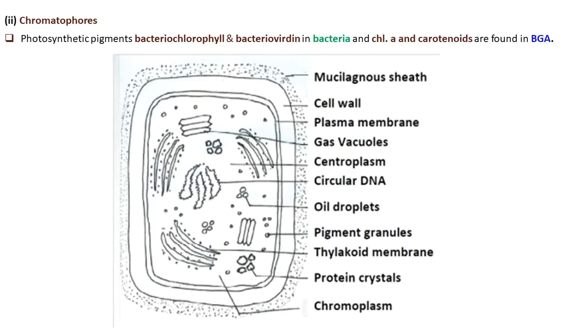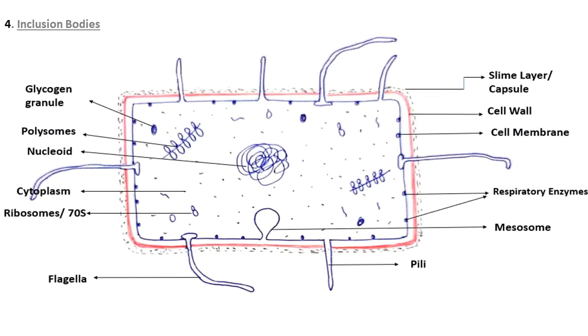Okay. The next component of a typical prokaryote cell is the inclusion bodies. So inclusion bodies include the structures which are non-living, not bounded by the membrane, and they lie free in the cytoplasm. All the three points are very important. Repeating: non-living structures, not bounded by the membrane, and they lie free in the cytoplasm.